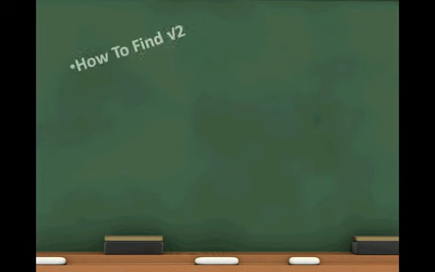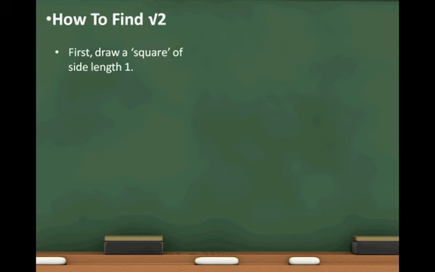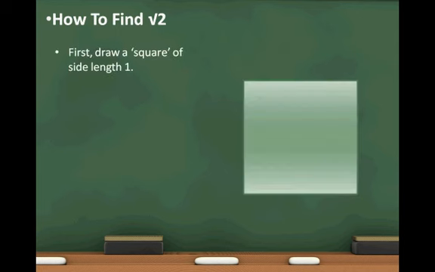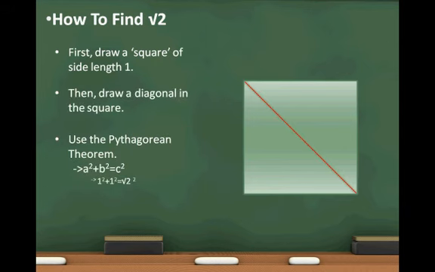So how can we actually find the square root of 2? Well, let's first draw a square of side length 1. And I'll draw a diagonal in the square. To find the length of the diagonal, we'll use the Pythagorean theorem, which is that a squared plus b squared equals c squared. If we apply that to the square we have right now, we have the equation that 1 squared plus 1 squared equals the square of the diagonal. And the square of the diagonal has to be 2, and therefore the diagonal length has to be the square root of 2. And so we've been able to find out how to actually find the square root of 2.